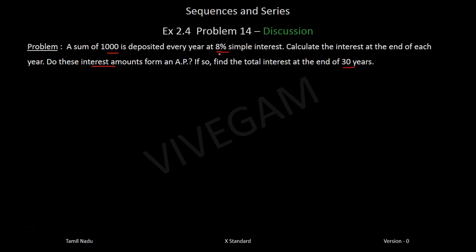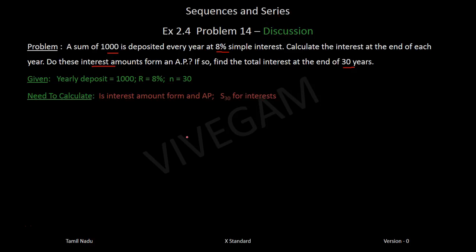So we need to first calculate the interest for 3 or 4 years and see whether it's an AP. Then if it is an AP, use appropriate AP formulas to calculate the total interest at the end of 30 years. Okay, this is the broad idea about the problem. Let's work it out. Yearly deposit is 1000 rupees, rate of interest is 8%, and we are asked to calculate the total interest at the end of 30 years.